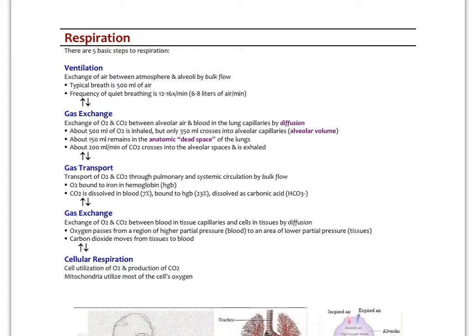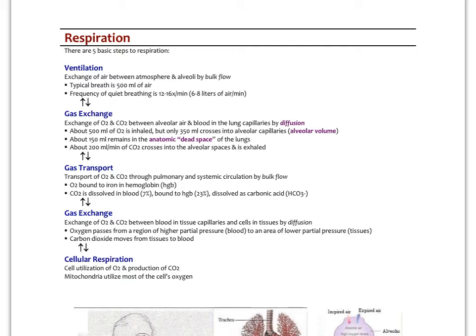The gas exchange, of oxygen and CO2, is at the level of the alveoli. Really, O2 diffuses across the alveolar wall, through the capillary wall, and into the hemoglobin in the red cells. About 500 milliliters of air is inhaled, but only about 350 milliliters of that crosses into the alveolar capillaries with each breath, and about 150 milliliters remains in what's called the anatomic dead space of the lungs.